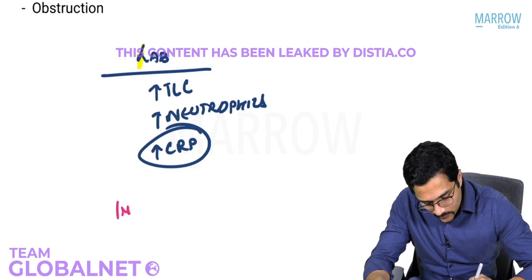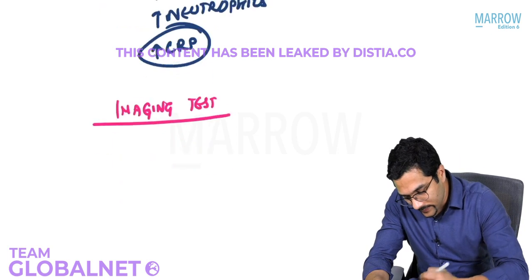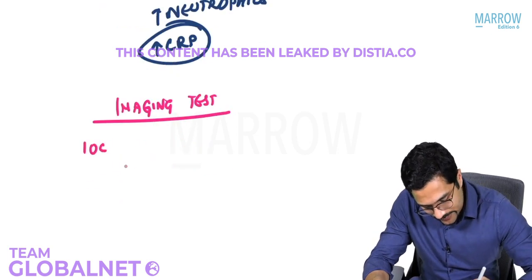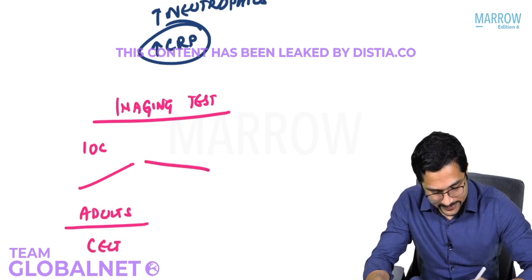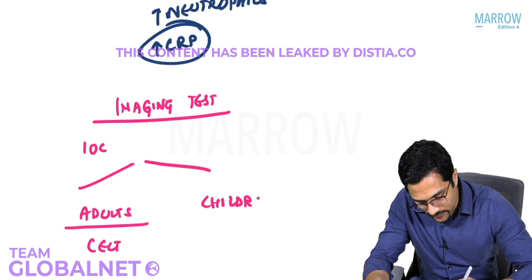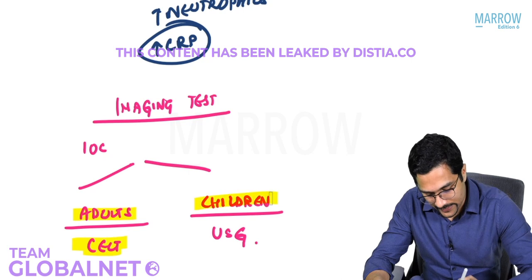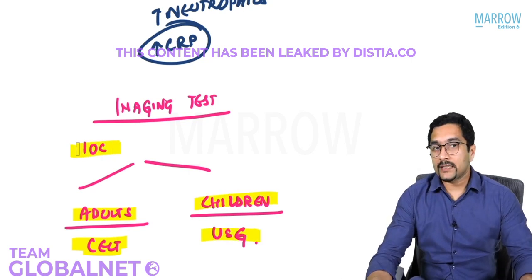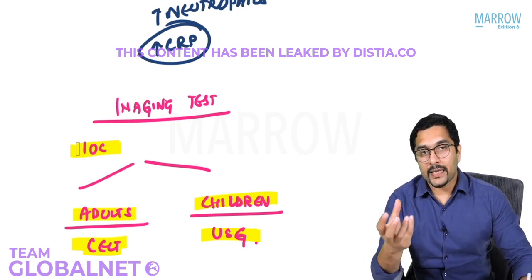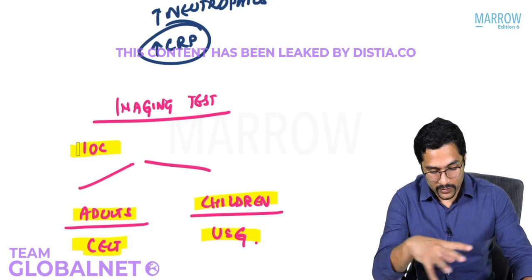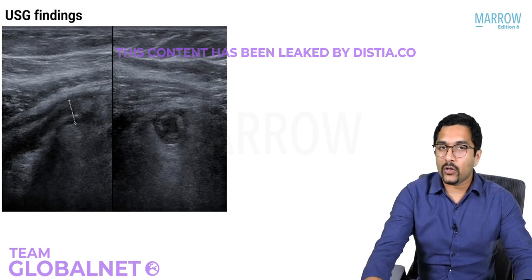Now, to confirm the diagnosis, we have to do certain imaging tests. And the investigation of choice in adults is a contrast enhanced CT scan, whereas in children it is an ultrasound. Whereas in adults it is CECT, in children it is an ultrasound, which is the investigation of choice in these patients. We'll discuss that in pregnant patients, MRI also has a role, but for adults and children, you should know the investigation of choice.